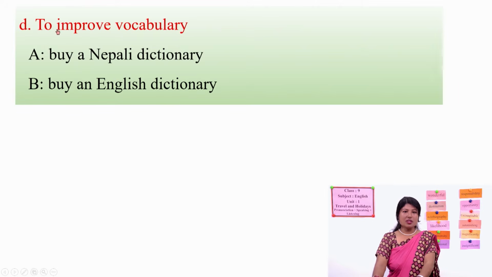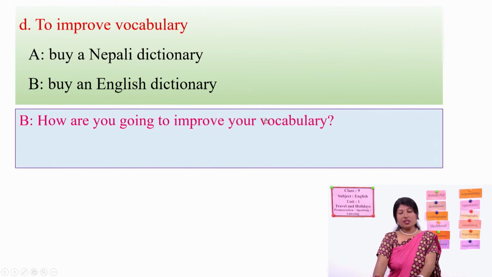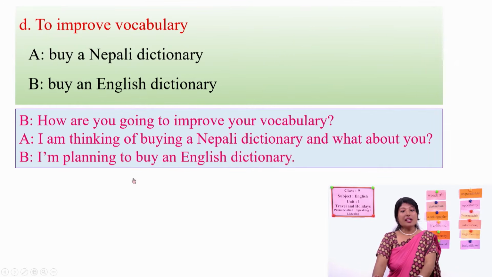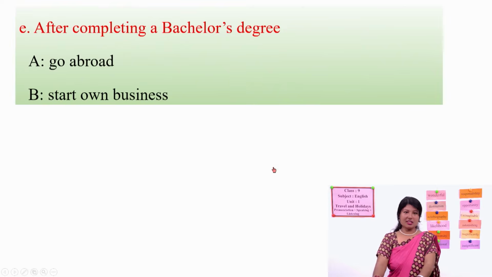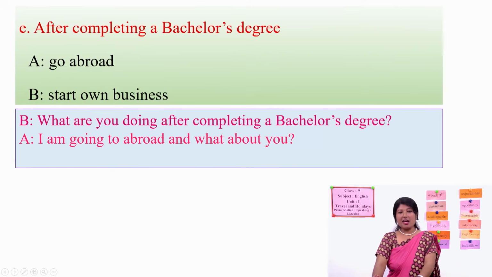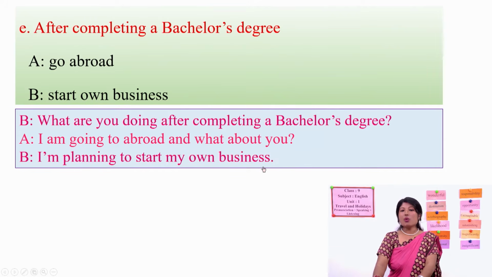Next, number D. To improve vocabulary, buy a Nepali dictionary, buy an English dictionary. How are you going to improve your vocabulary? I'm thinking of buying a Nepali dictionary, and what about you? I'm planning to buy an English dictionary. That's good. Now E. After completing a bachelor's degree, go abroad, start own business. What are you doing after completing a bachelor's degree? I'm going abroad, and what about you? I'm planning to start my own business. So it is like this.